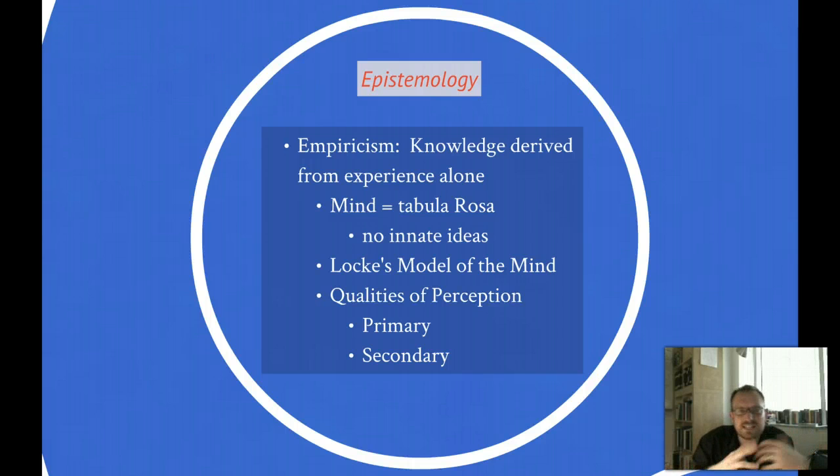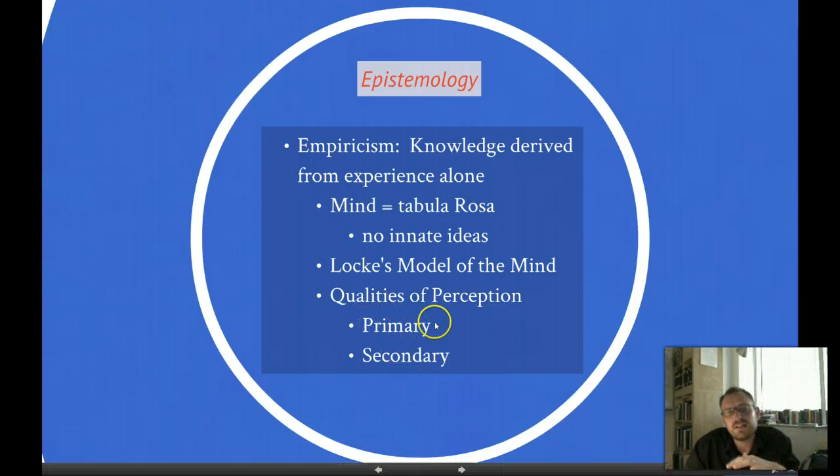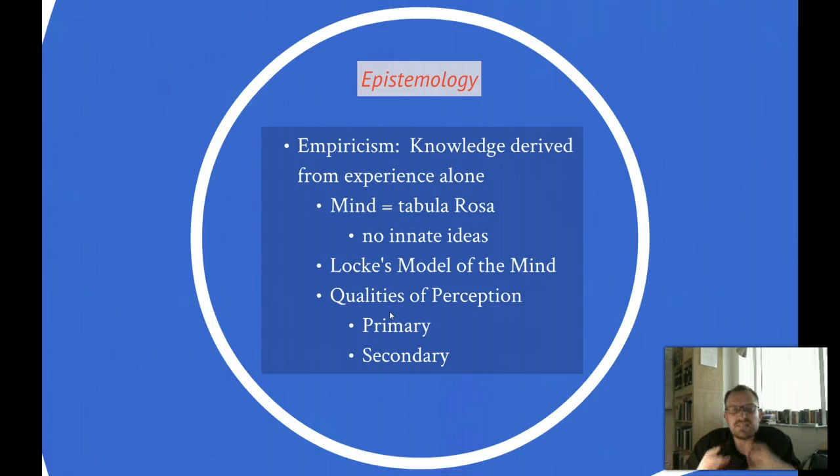I have primary and secondary qualities. And I won't go over those too much, but we can generally surmise that the primary qualities of perception are those qualities of perception that appear objective. That is, they seem to depend upon the thing in the world to be what they are.